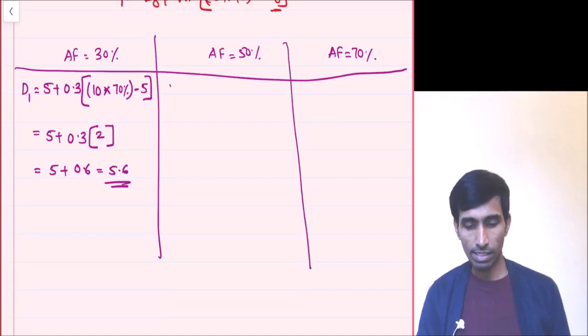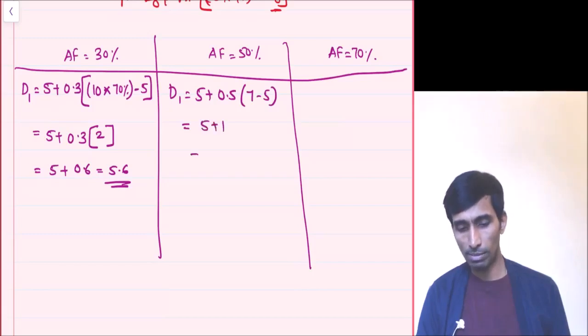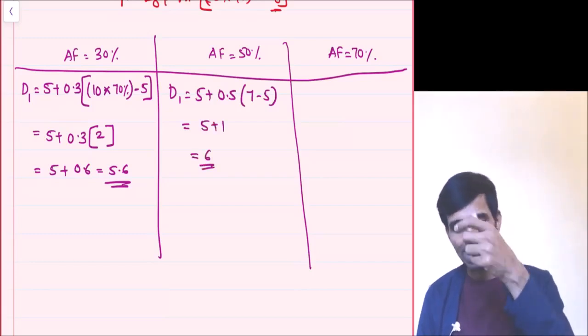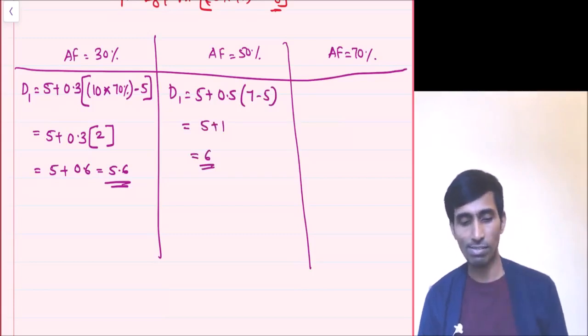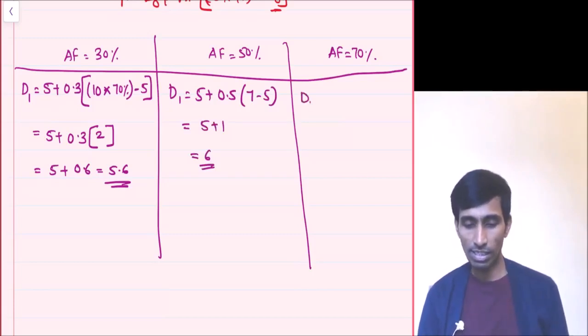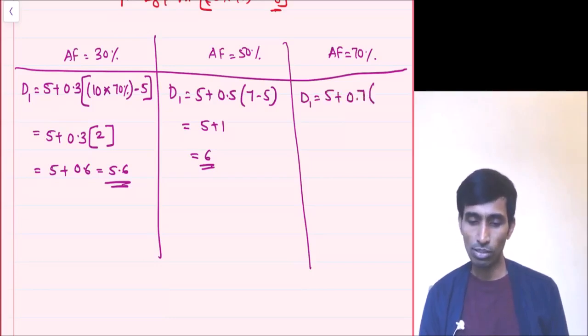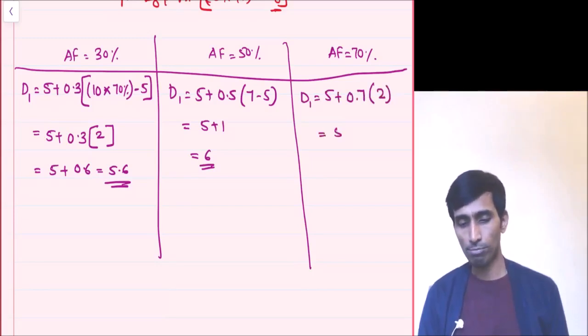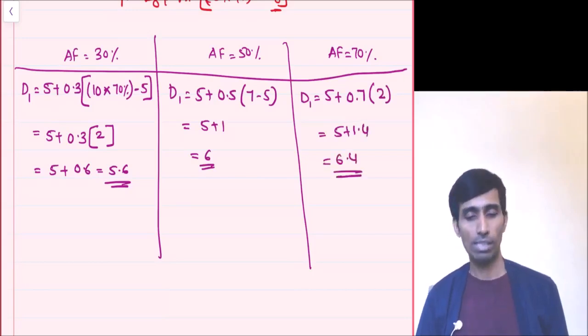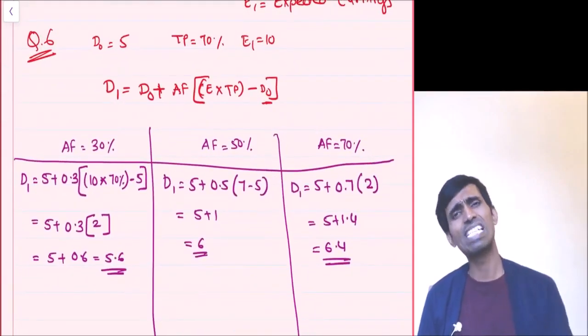Next, D1 is equal to again 5 plus the adjustment factor of 50%. Again 7 minus 5 is 2. So 5 plus 1 becomes 6. Now that bracket I am not writing again and again: 10 into 70% is 7, and 7 minus 5 is constant. Then D1 is equal to 5 plus, this time the adjustment factor is 0.7. Again here it will come 2. 2 into 0.7 is 1.4. So 5 plus 1.4 becomes 6.4. Understood? Like this. Please copy this. Done. Lintner's model. Easy.